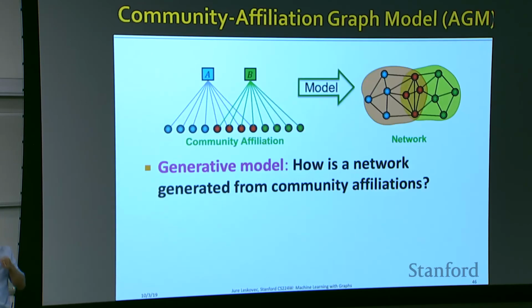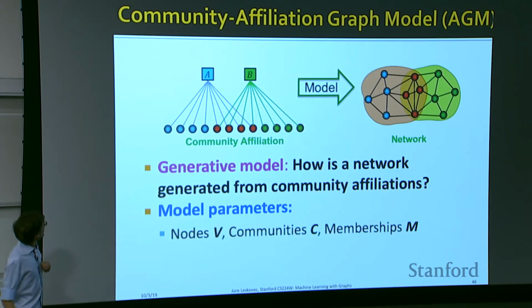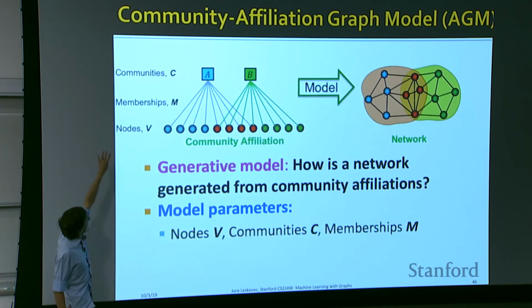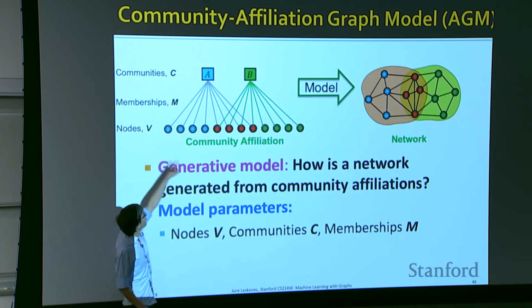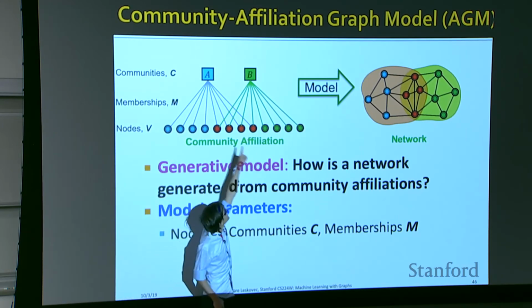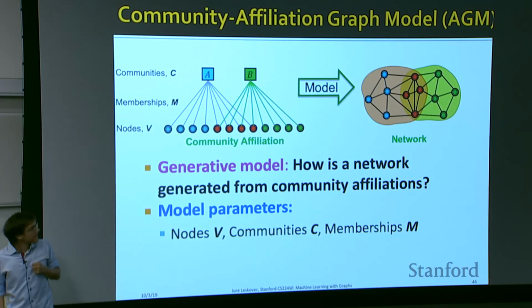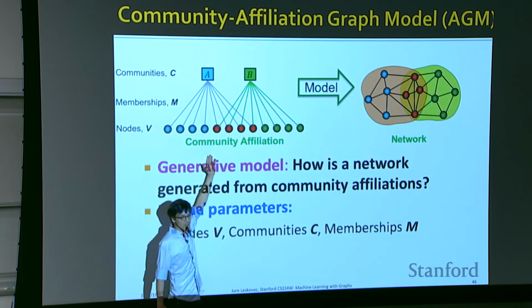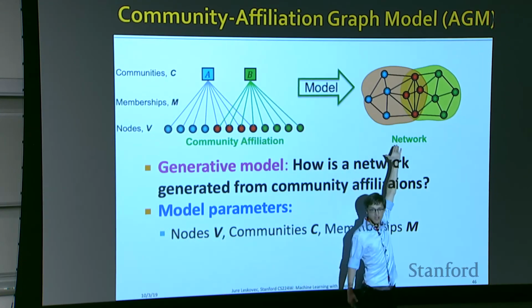Let me show you now the model. The model is very simple. It will be this type of bipartite graph where on the bottom I'll have the nodes. Here they are. On the top I'll have communities, and a node is connected to a community if they are a member of it. Right? So the blue guys are members of A, green guys are members of B, and the red nodes are members of both. Okay? So now that I have defined this, I need to decide, if somebody gives me this thing, how do I generate the graph?